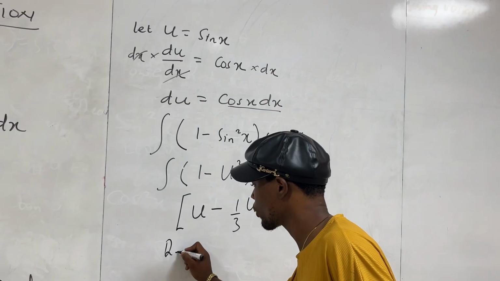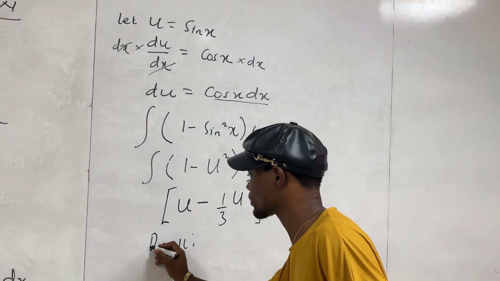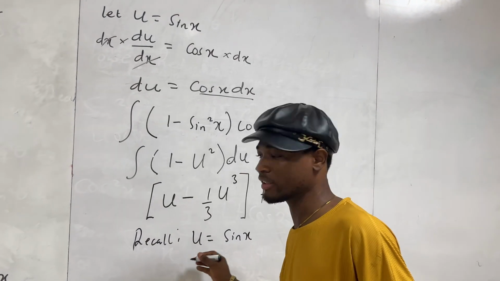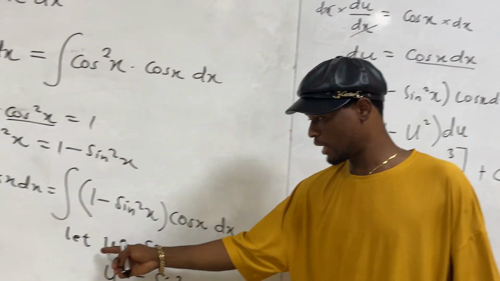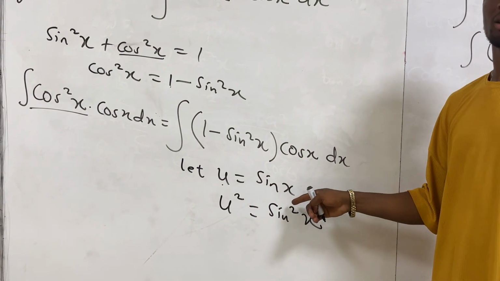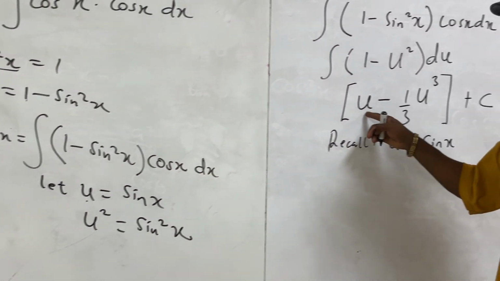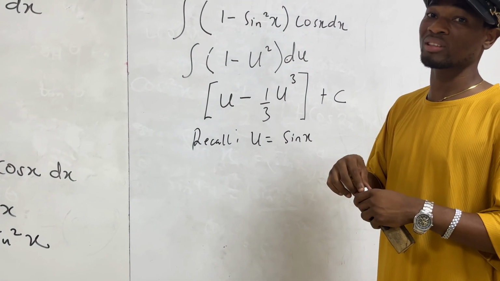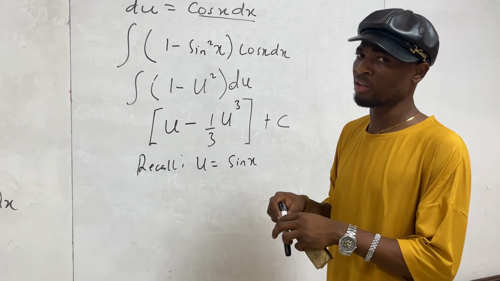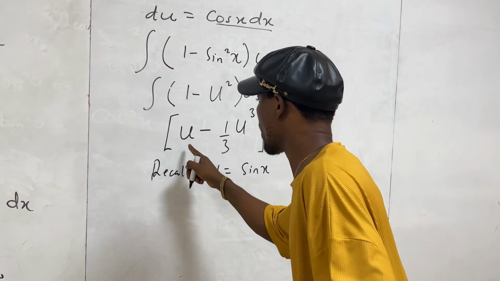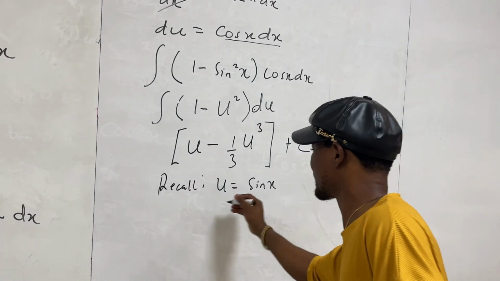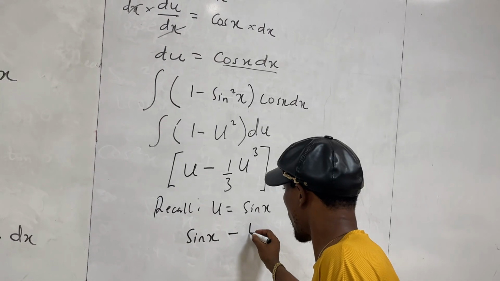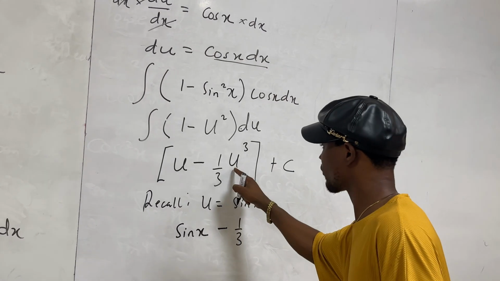So now recall that we said u is equal to sine x, right here. That's what we said. Let u be equal to sine x. So now I'm going to express u in terms of the trigonometric function. Remember, the question was given in trigonometric function, right? So therefore I have u, this u is equal to sine of the angle x. Then minus, I have 1 over 3.